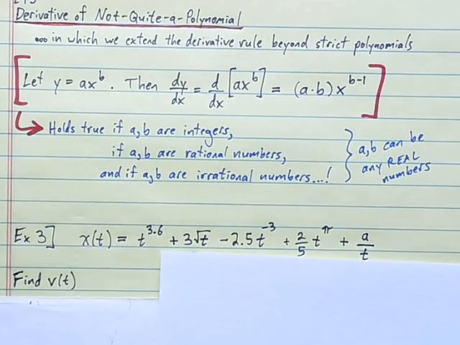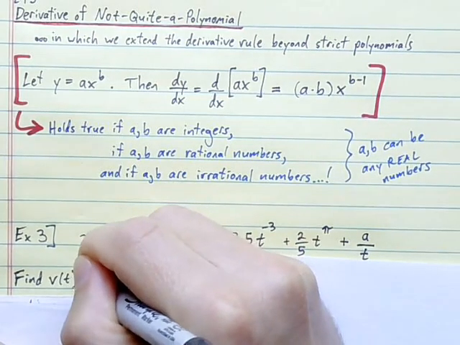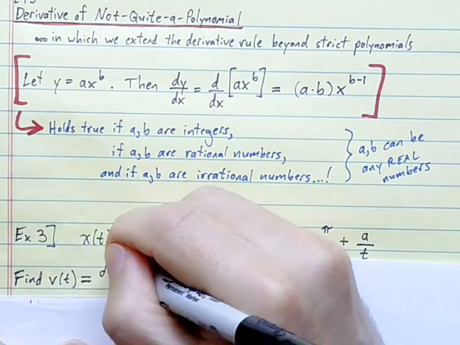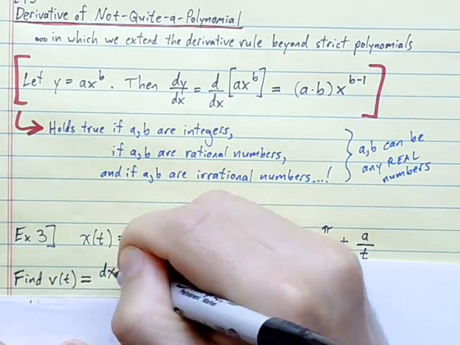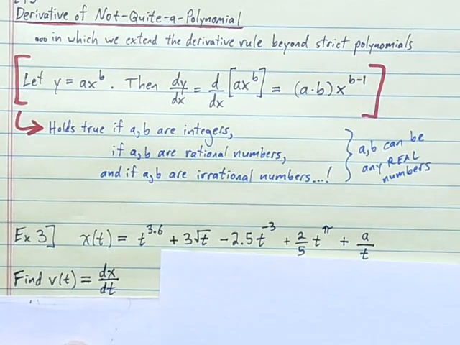First off, did you state your equation? The velocity function is dx/dt. State that derivative relationship before you put down your answer.